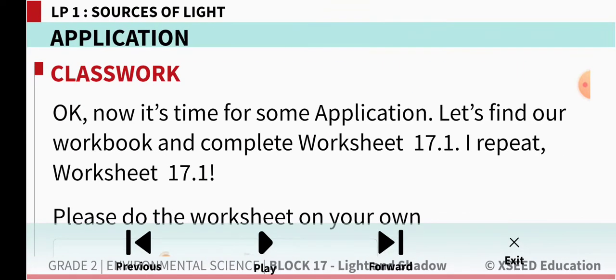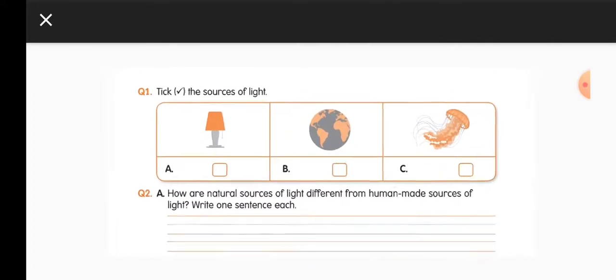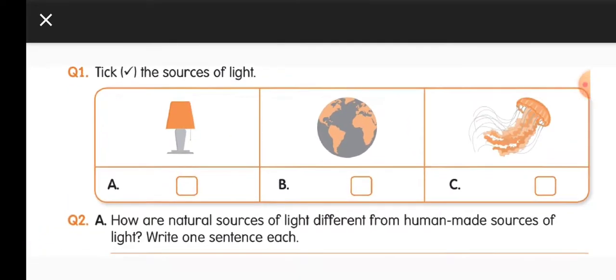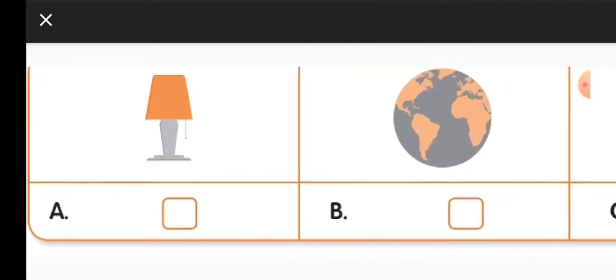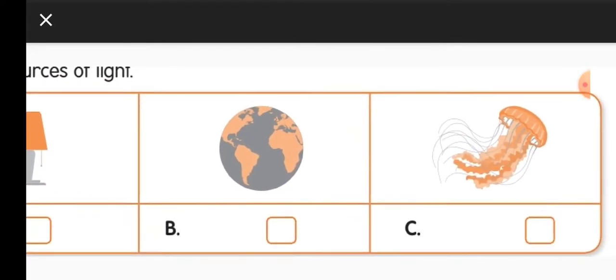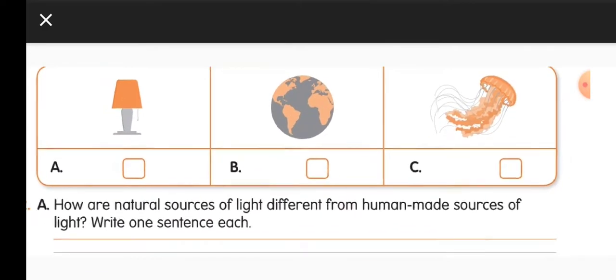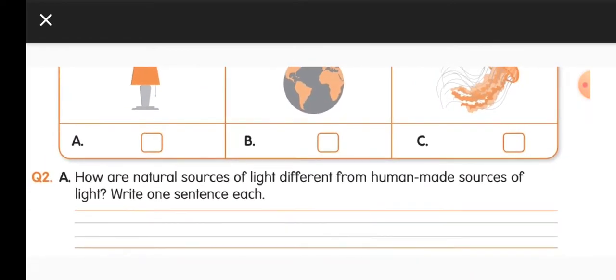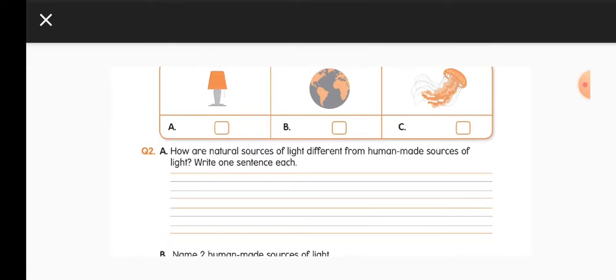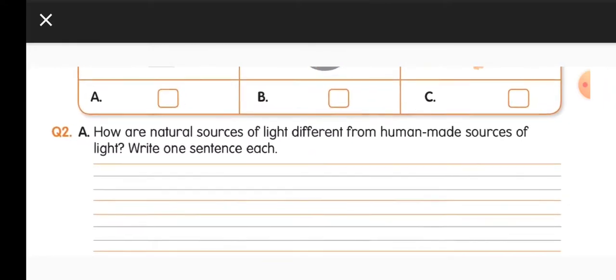Now let us open our worksheet and complete it. All of you open to worksheet 17.1, sources of light. Tick the sources of light. Here we have 3 pictures. Here is a bed lamp. Here is earth and a jellyfish. Sources of light are A and C, right? They give out light.